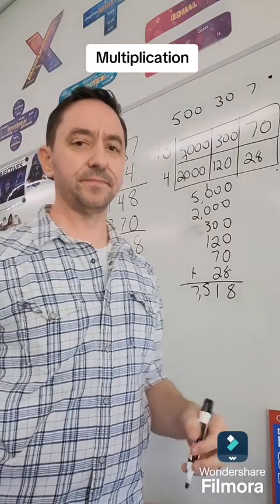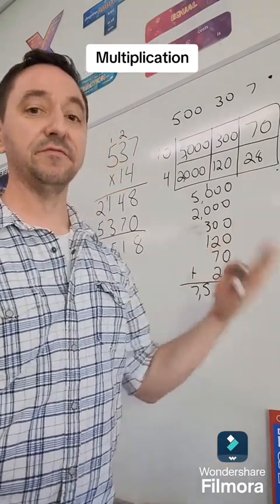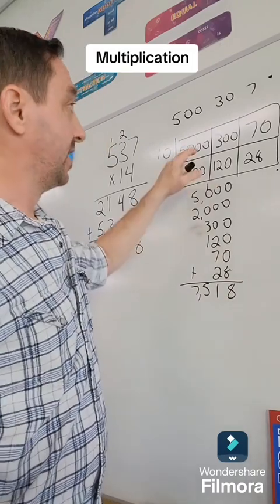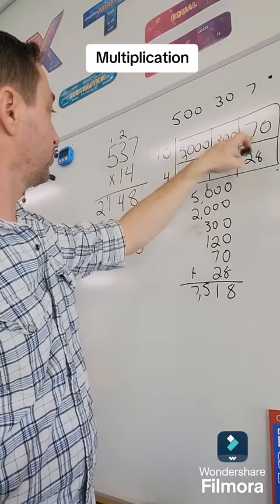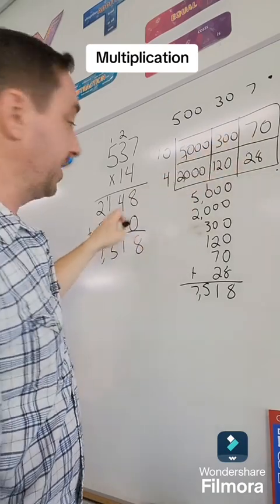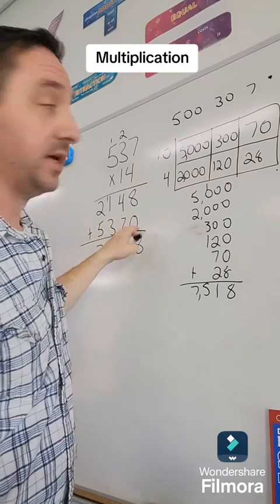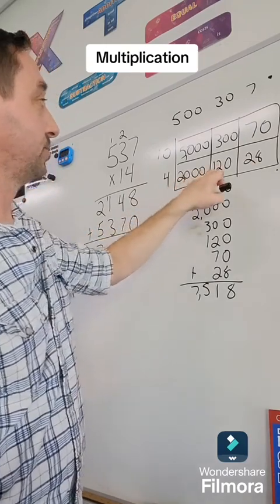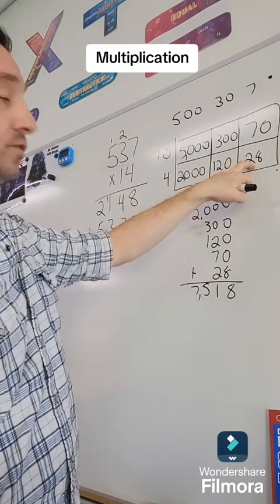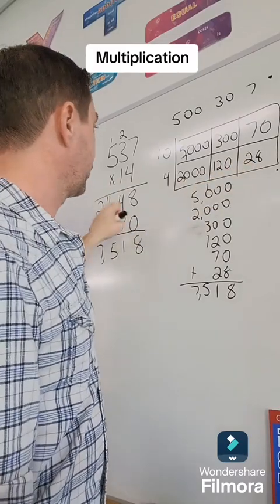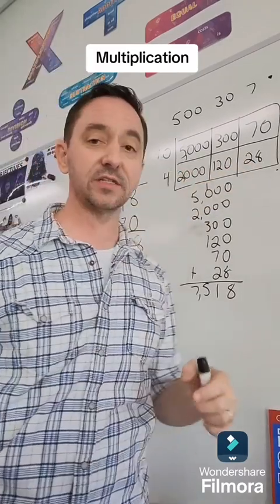If I wanted to check, again, to see how they match up very easily, if I want to see how I was on the right track, if I add these three numbers across, 5,000 plus 300 plus 70 equals 5,370. And if I look over here, 5,370. If I add these three numbers together, 2,000 plus 120 plus 28, that's going to equal 2,148. And I see over here 2,148. So I'll know I'm on the right track as I go.